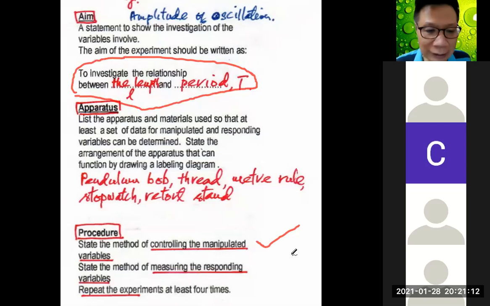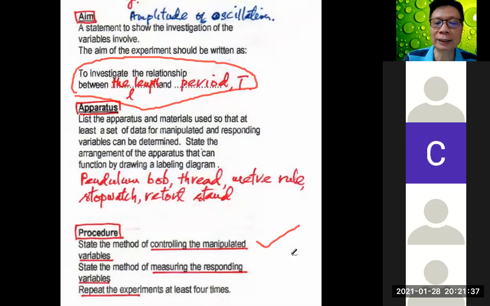So basically it's like this for this experiment. You say a thread of 40 cm. We say we started with 40 cm now. A thread with the length of 40 cm is tied to the pendulum bob. This is how you describe how you control the manipulated variable. So you start with 40 cm.